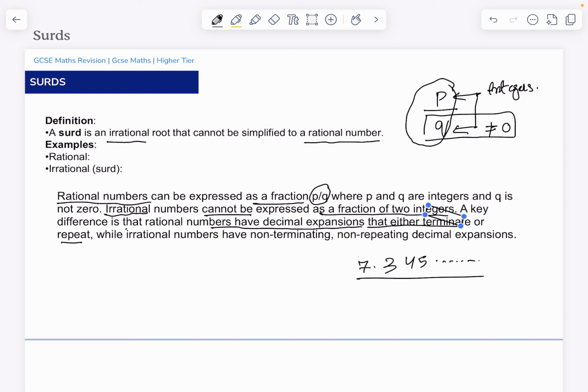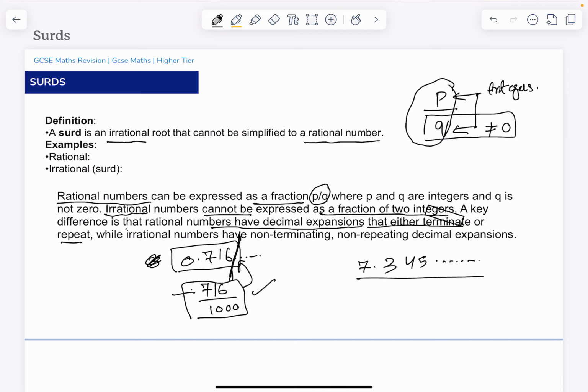What do you mean by terminate? Terminate means like 0.716. Now that is easily terminated, right? Means there is no other number written after this. Terminated means that you can convert it into a fraction like this: 716 divided by 1000 gives you 0.716, and since these two are integers, you can say this is a rational number.